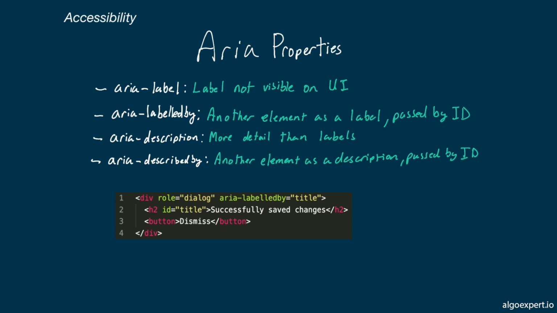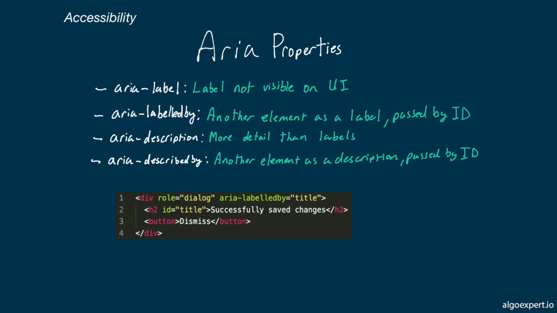Now let's go ahead and look at a few more ARIA properties that we can use to enhance the accessibility of our websites. So first we have the ARIA label attribute, and this allows you to label some element, but this label won't be visible on the UI when it gets rendered. It will just be part of the markup and part of the accessibility tree.